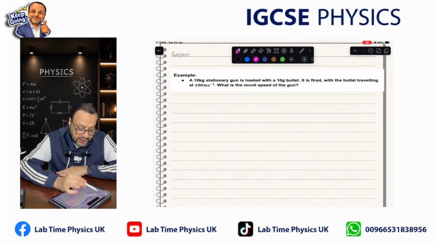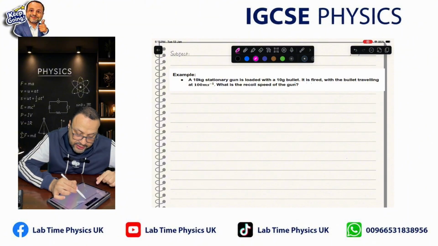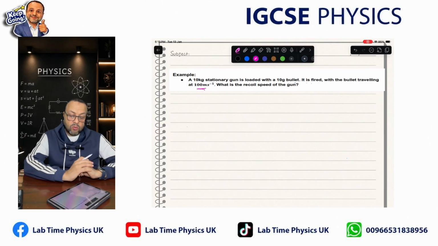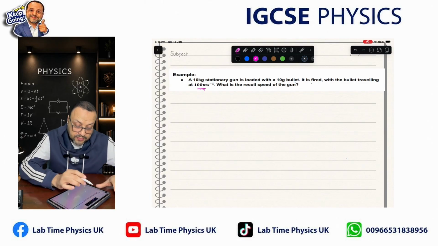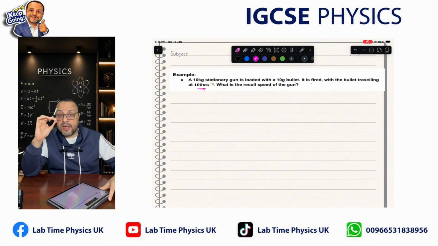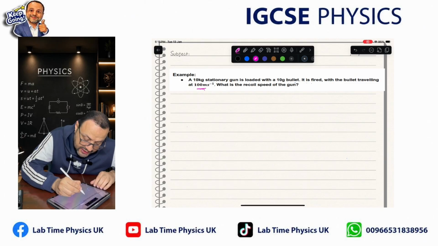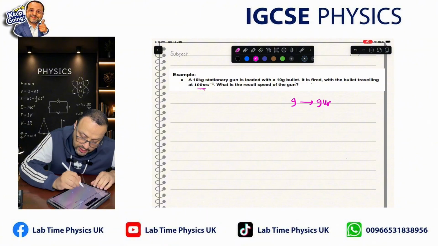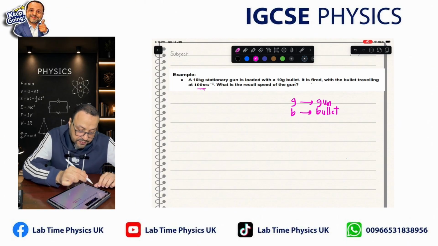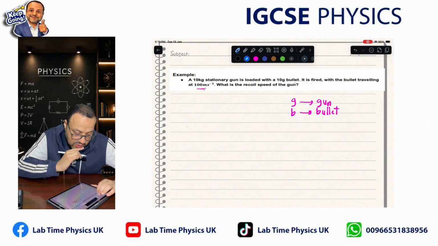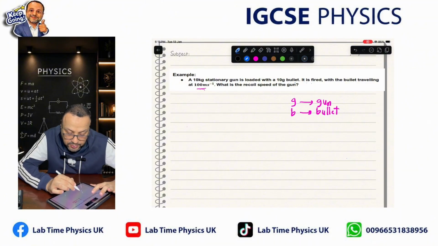Okay, here we are, an example. A 10 kilogram stationary gun is loaded with a 10 gram bullet. It is fired with the bullet traveling at 100 meters per second. What is the recoil speed of the gun? Actually, as I said, let's mention the given first. I'll represent the gun with G and the bullet with B. Let's start to write the given. Here he said a 10 kilogram stationary gun is loaded with a 10 gram bullet.